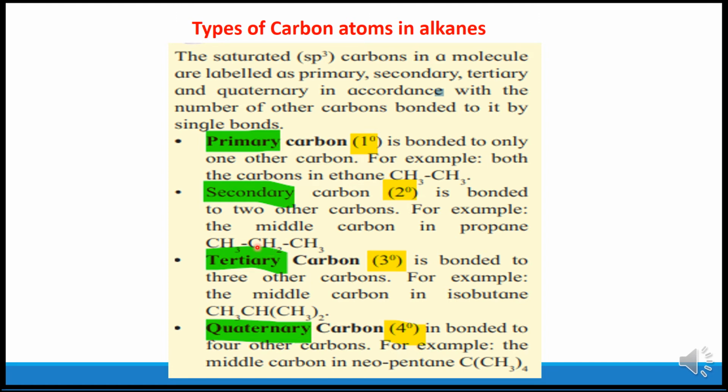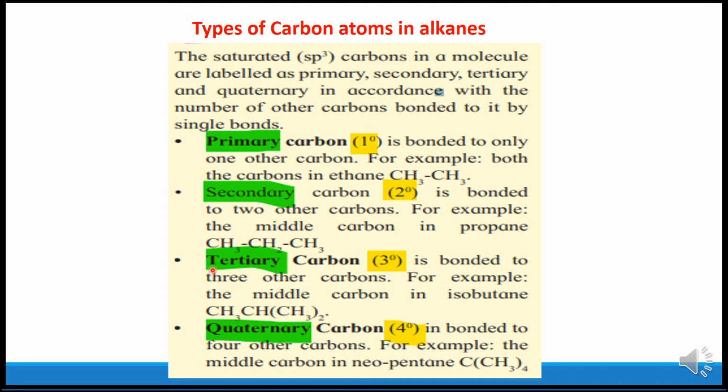Because this carbon atom is bonded with two carbon atoms, I will call this carbon atom 2 degree or secondary carbon atom. And if I ask you what is the type of this carbon atom, it is bonded with only one carbon atom, that is why it is 1 degree. Similarly, this carbon atom of this compound is also a 1 degree carbon atom.